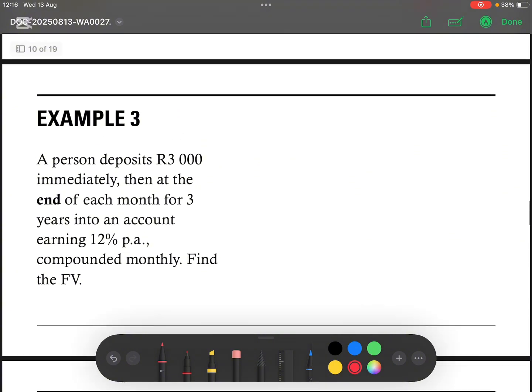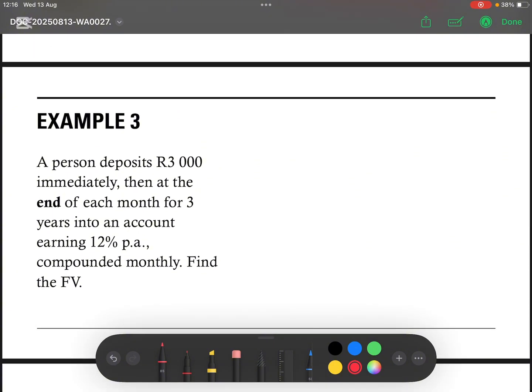Okay, now let's look at another example. A person deposits 300,000 immediately. So highlight this immediately. It's very important. This person deposits 3,000 immediately, and then at the end of each month for 3 years into an account earning 12% compounded monthly. So now we want to find the future value.